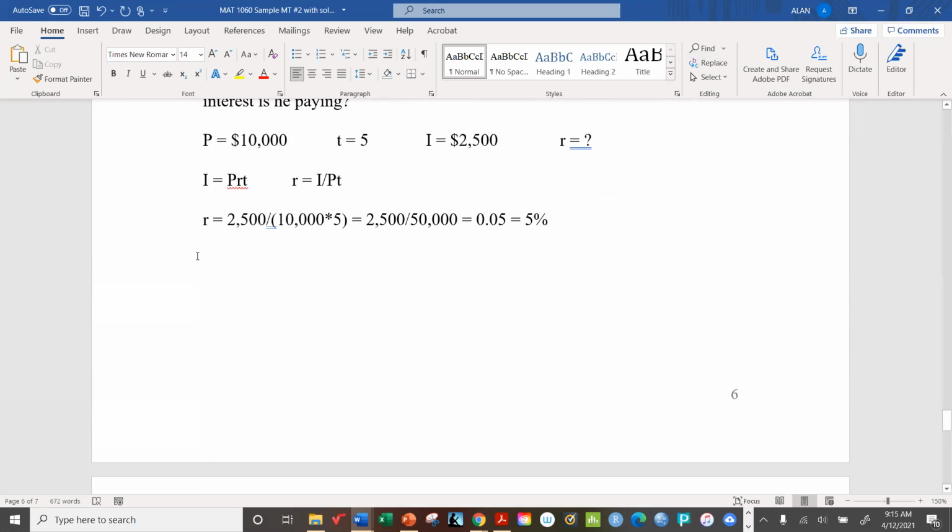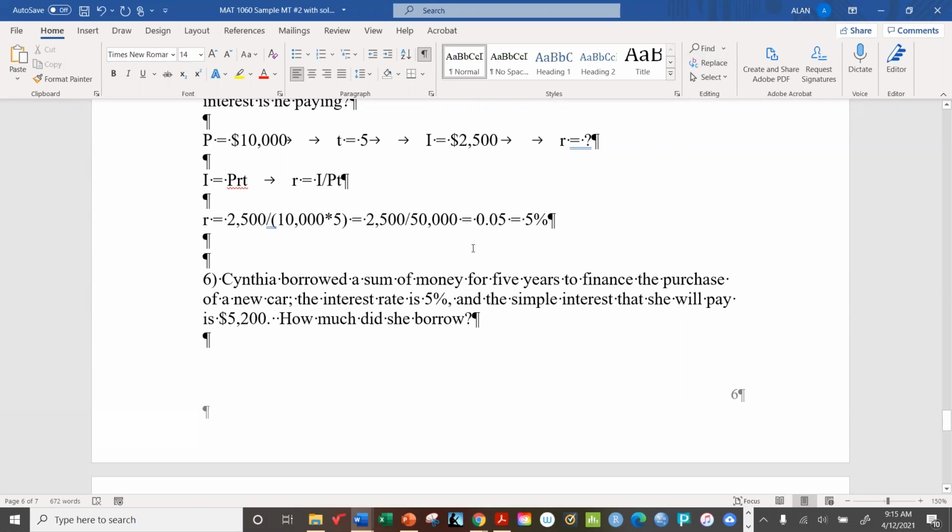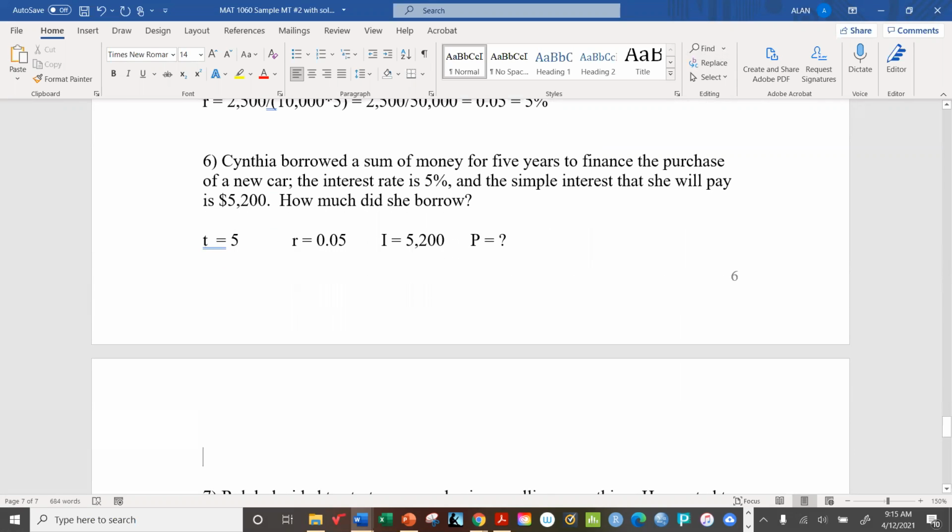All right, now here we go. Here's another one. We have Cynthia, who's borrowing a sum of money, which we don't know what it is, for 5 years. And she's buying a car. The rate is 5%, and the simple interest is $5,200. So how much did she borrow? That means we're looking for the principal. How much did she borrow means the principal. So don't forget, the principal is the amount you either borrowed or lent.